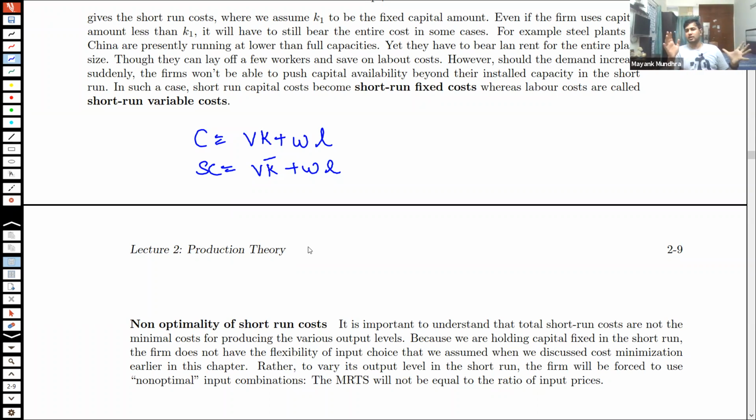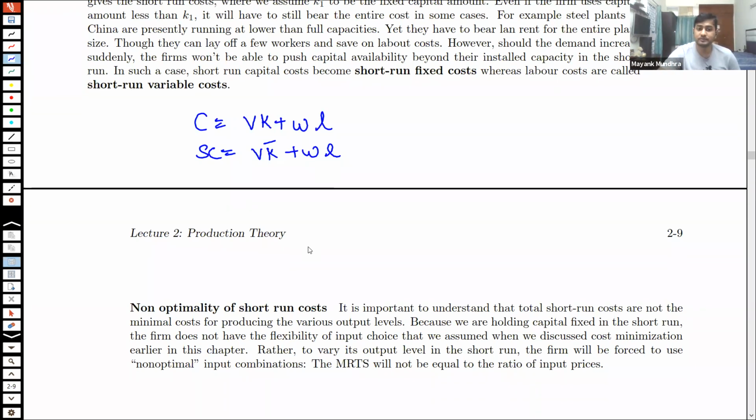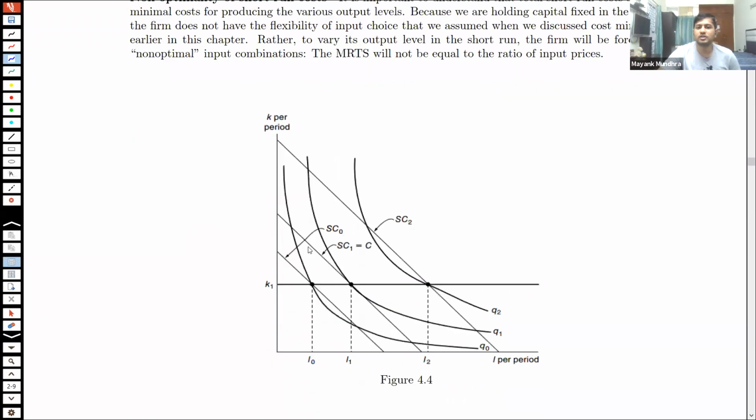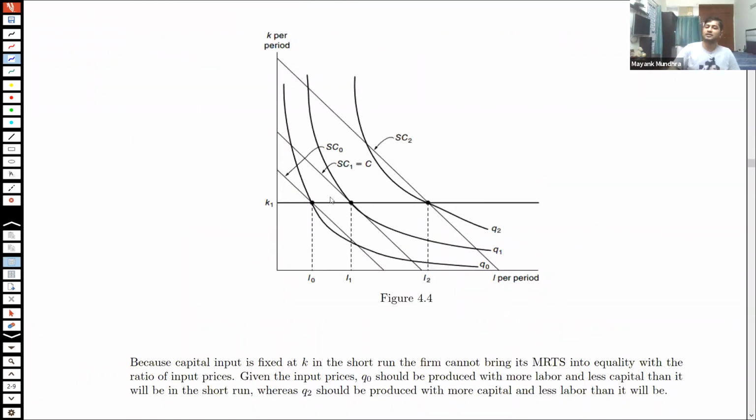So either way, when you want to increase or reduce production, in the short run, you cannot change your capital value. But let's say the lockdown keeps extending forever. In that case, maybe you can get rid of excess machinery. So the short run costs will have capital fixed.